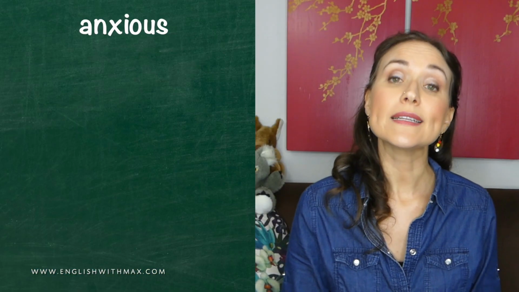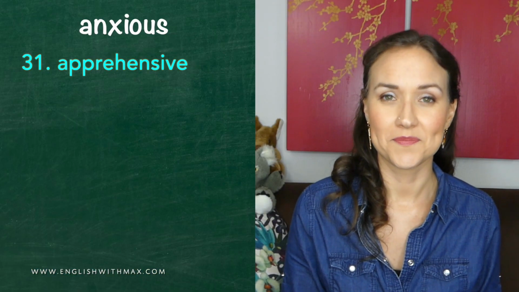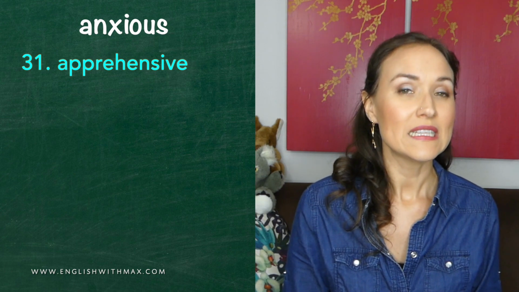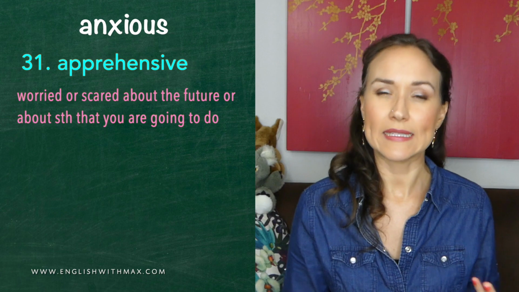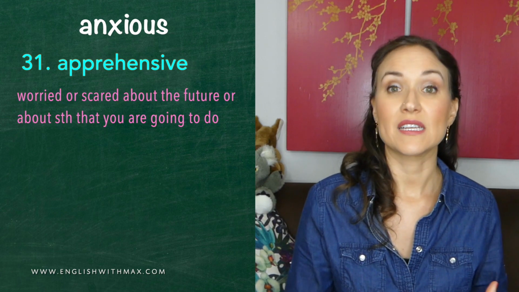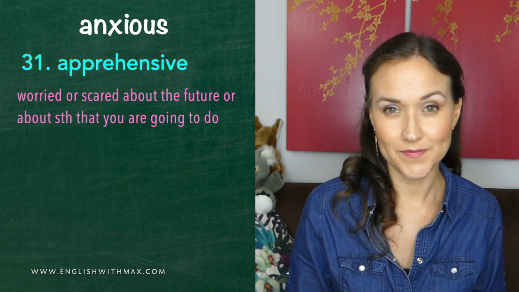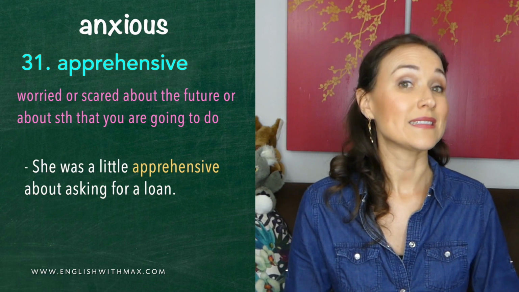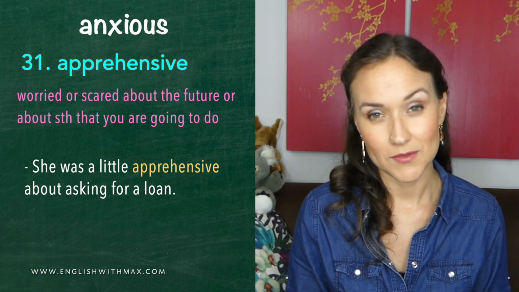Now we're going to look at some synonyms of anxious. The first one is apprehensive. Apprehensive. This means worried or scared about the future or about something that you are going to do. For example, she was a little apprehensive about asking for a loan.